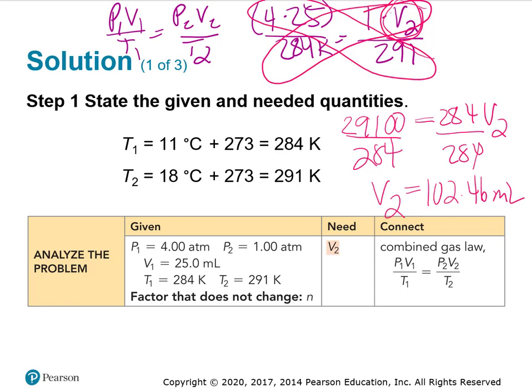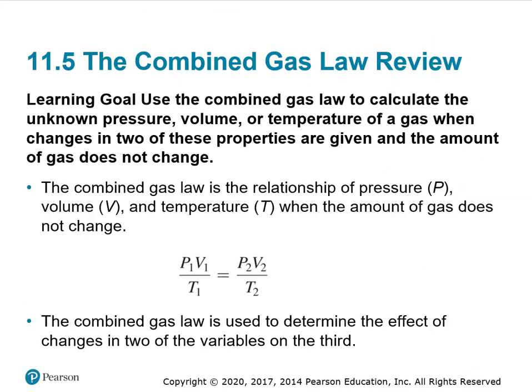My calculator gave me 102.46. I need to go back and look at significant figures, and there should be 3 everywhere, so I'm going to end with 3. That 4 will not change it. So my V2 would be 102 milliliters. Check your learning goal to make sure that you understand the combined gas law.